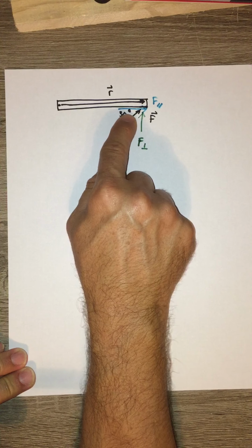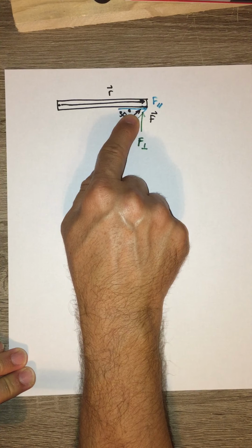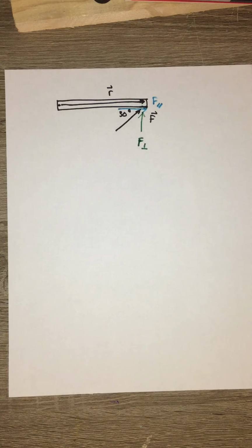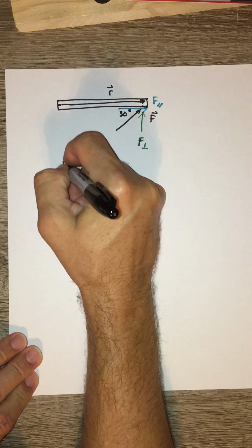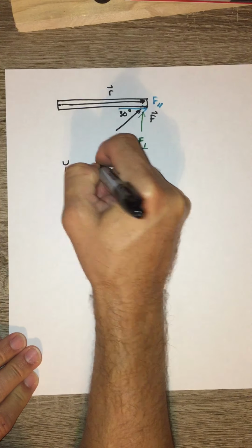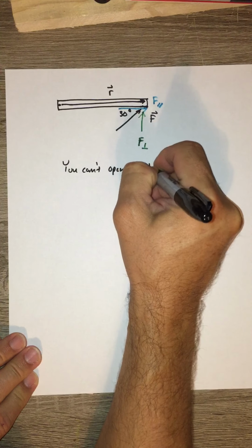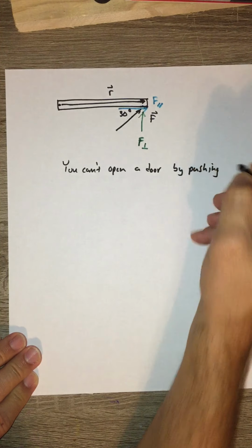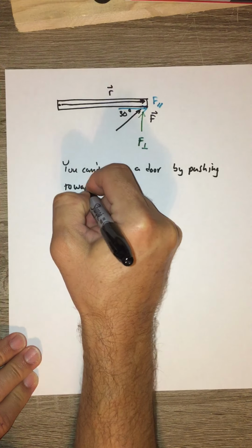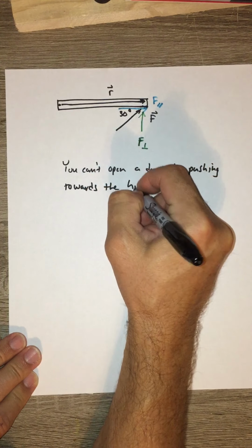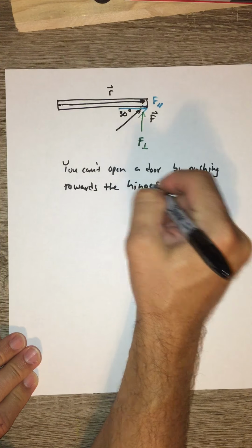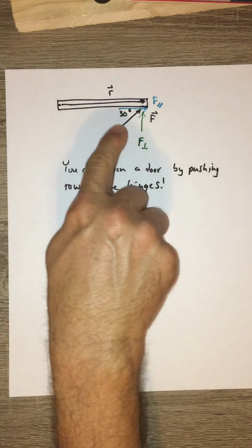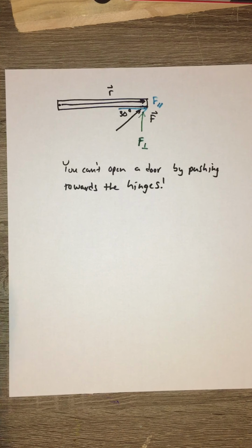Let me say that again. This component, the parallel component, has a line of action that passes through the point about which we're summing the torques. You can't open a door by pushing towards the hinges. That is not how doors work. Right? That's what F parallel is doing. Although, as I've drawn it, you're pulling away from the hinges. Doesn't matter. The door's not going to open.